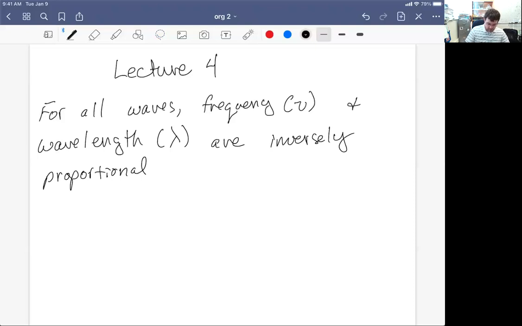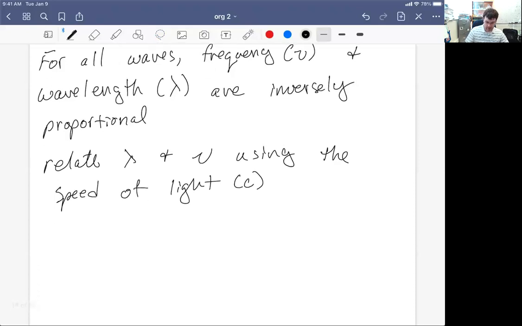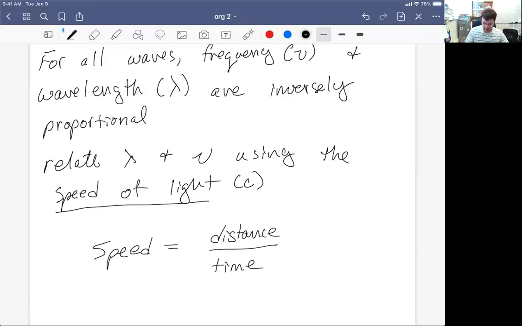So what we can do is relate lambda, the wavelength, and nu, the frequency, using the speed of light in a vacuum, which is c. Before we just start throwing formulae around that we need to memorize, what we first want to recognize is that speed is the amount of distance that something travels per some duration of time, distance over time.